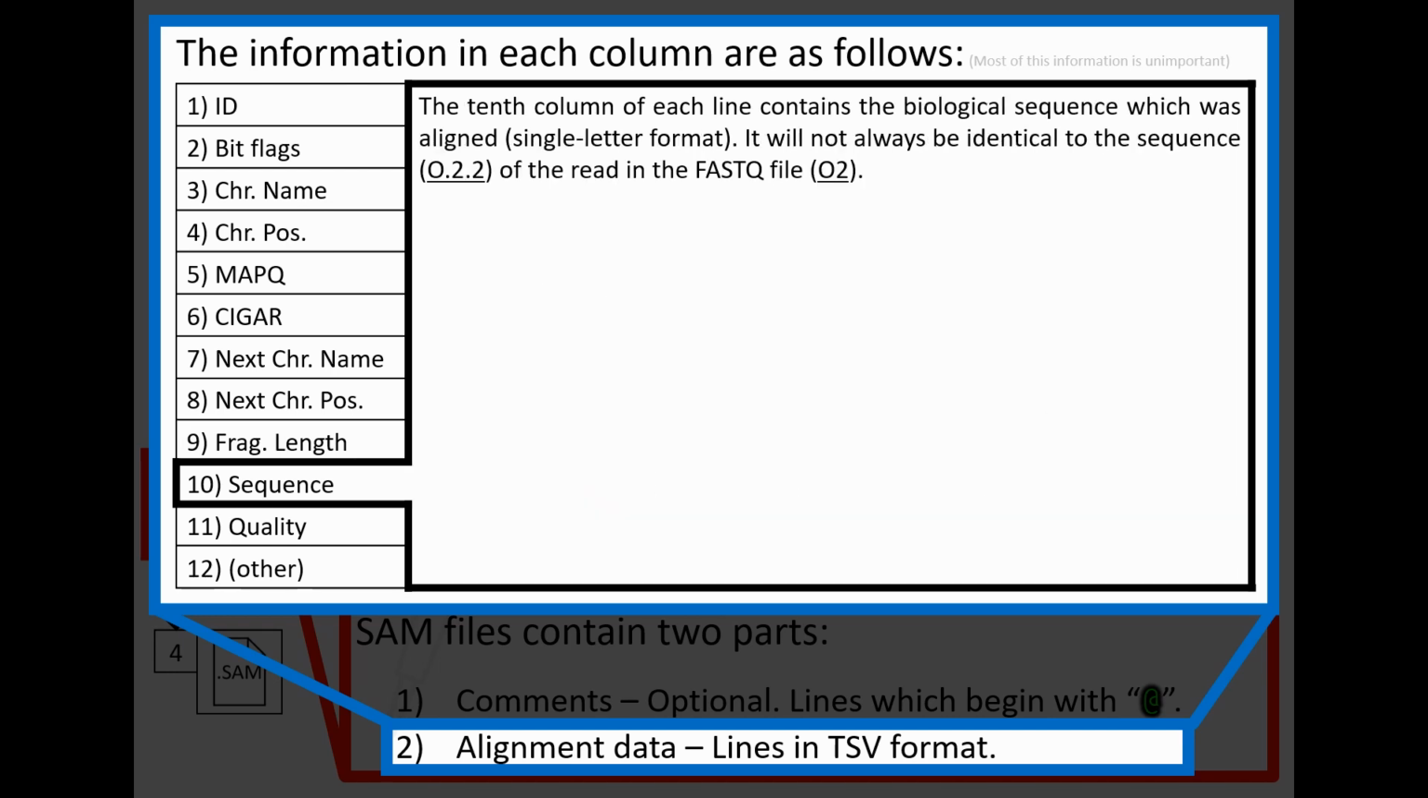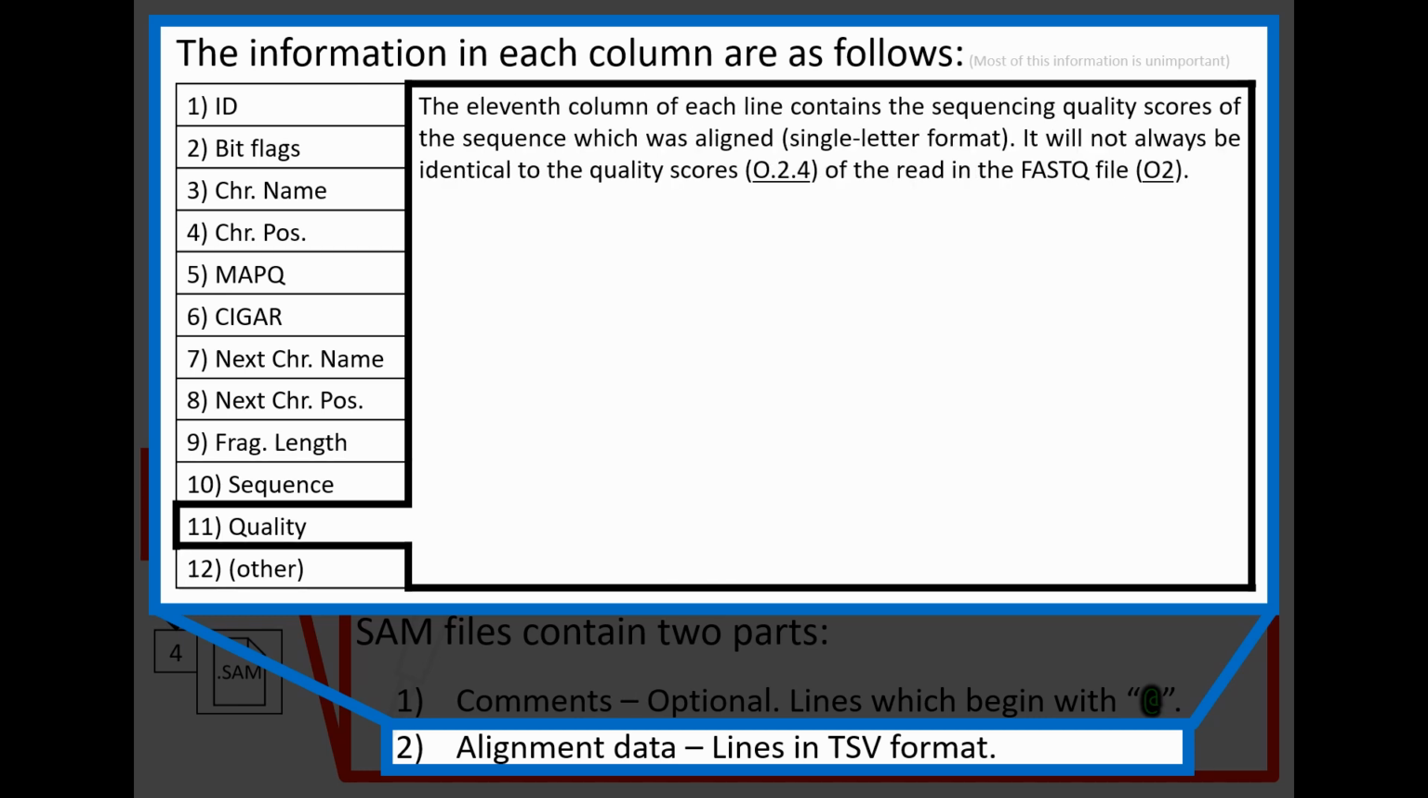The 10th column contains the biological sequence, which is often, but not always, identical to the sequence in the corresponding entry in the FASTQ file. Similarly, the 11th column contains the quality scores of the sequence in column 10, and this is often, but not always, identical to the scores of the corresponding entry in the FASTQ file.